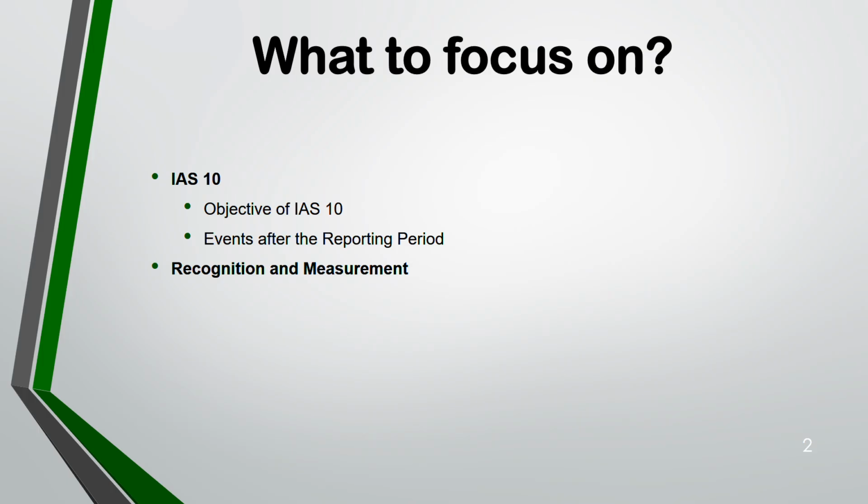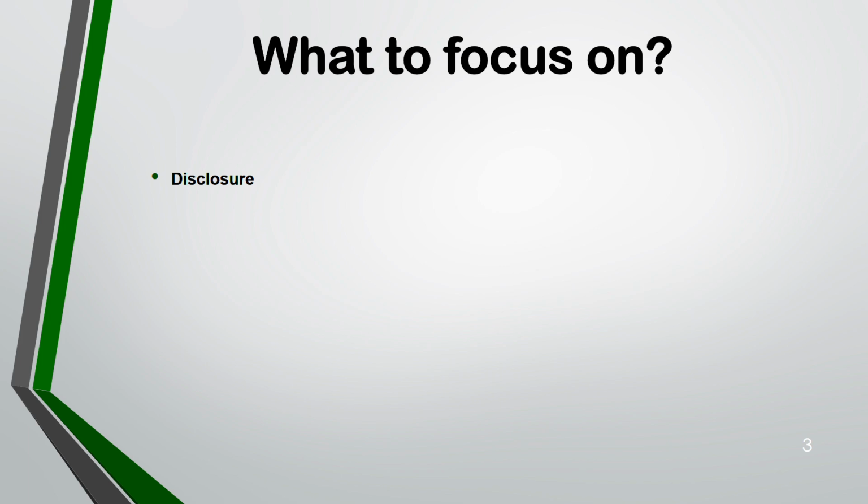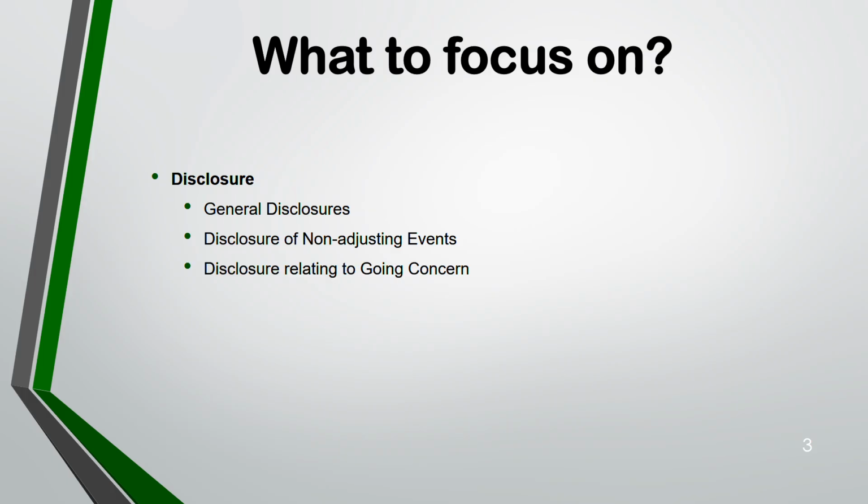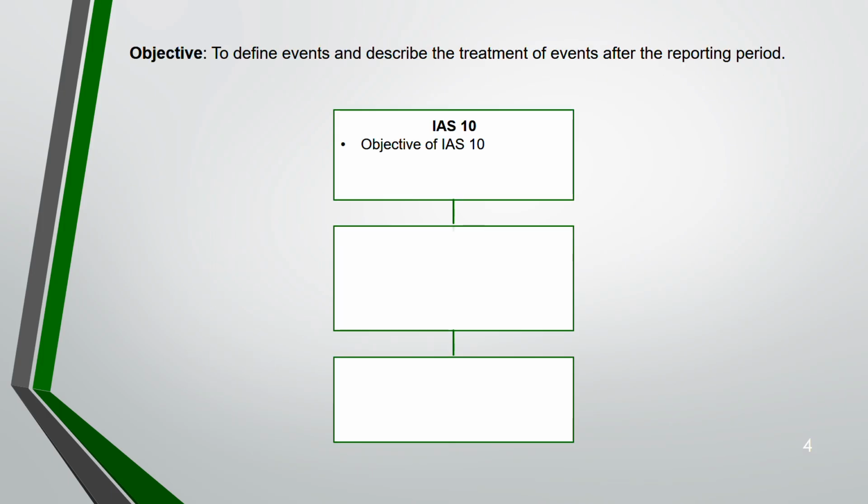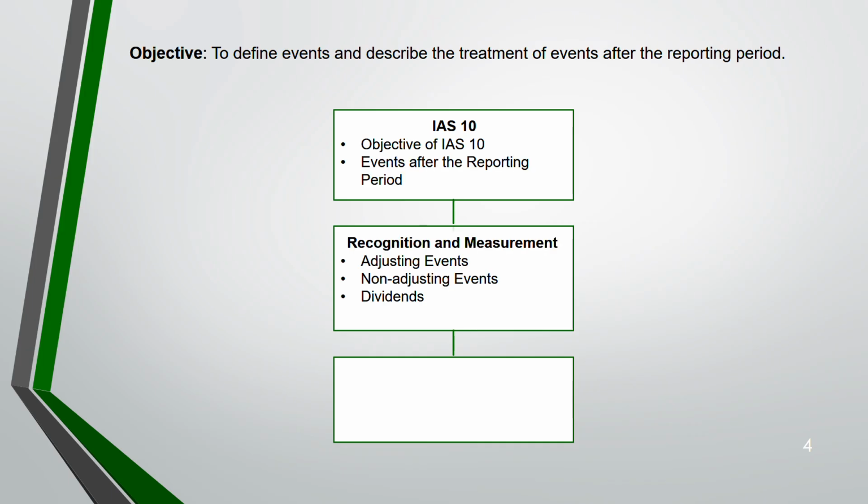Then we are going to go through the recognition and measurement of adjusting and non-adjusting events, dividends and going concern. Then in the disclosure, we are going to do general disclosure, disclosure of non-adjusting events, and disclosure relating to going concern, and finally, we are going to complete with syllabus, summary, and technical articles. So there are three areas we are going to cover: IAS 10, recognition, measurement, and disclosure.